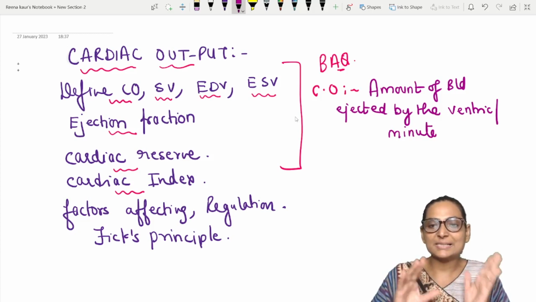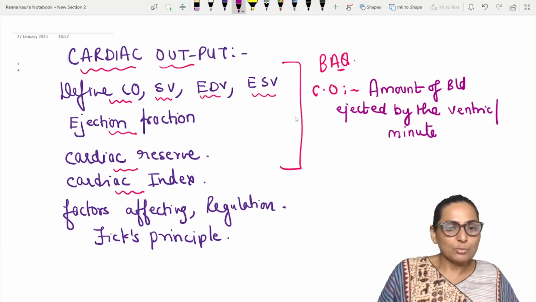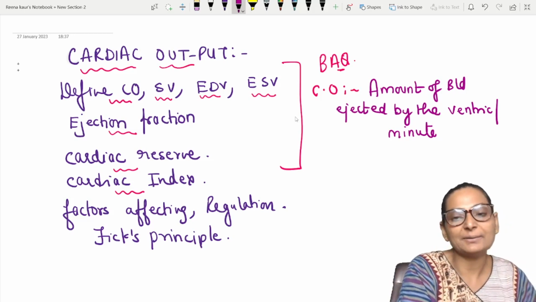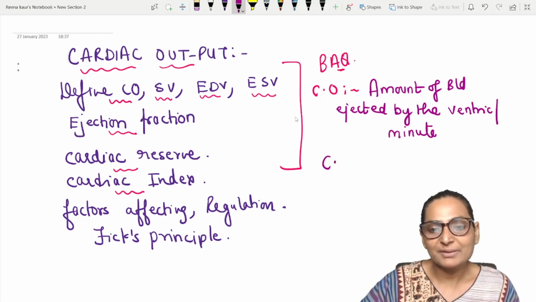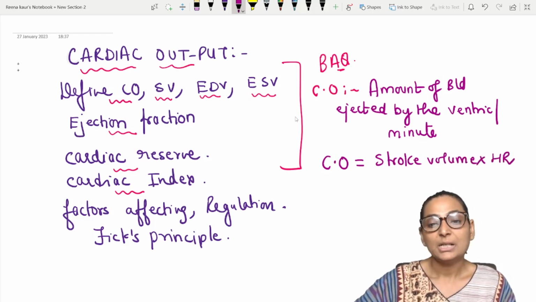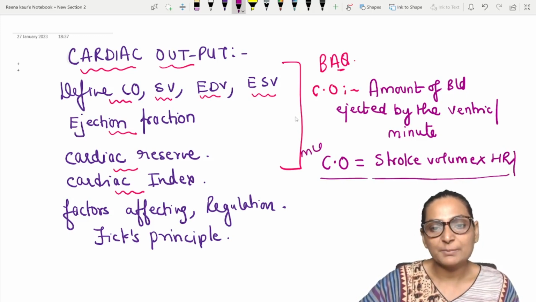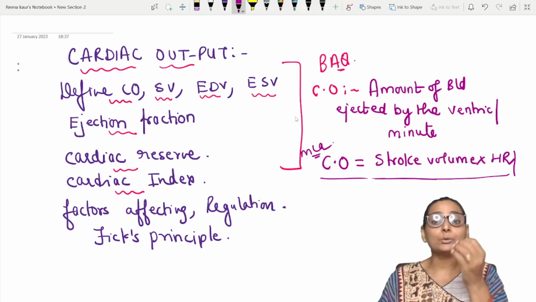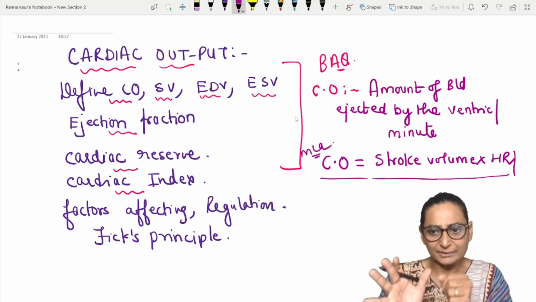Okay, so it is per minute, it is not per beat. Stroke volume is the same definition but per beat. The volume of blood ejected by the ventricle per minute is the cardiac output. You can give it by a formula that cardiac output is equal to stroke volume into heart rate. So this comes as an MCQ to you, and in NEET PG you will find that this is a part of a calculation-based MCQ.